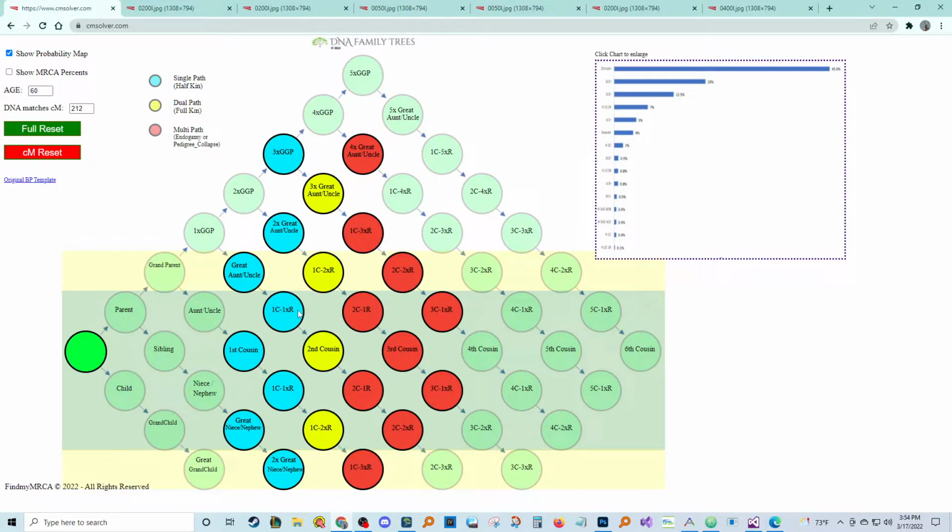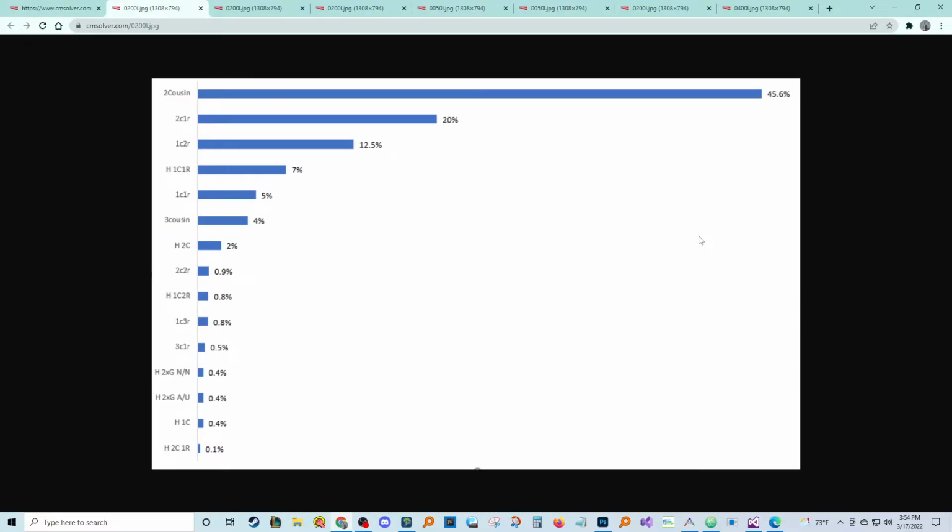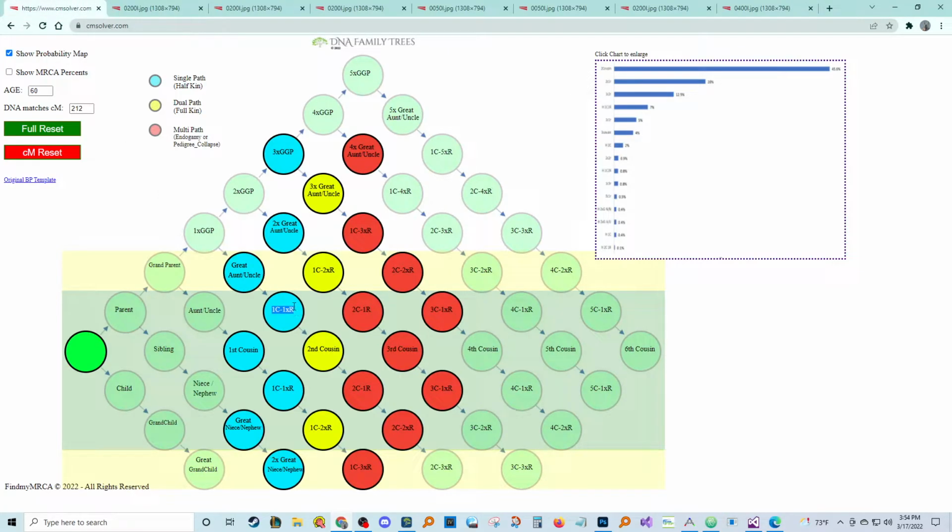Now it's blue because the most likely is that it's going to be a single path. But there are documented cases of wildly randomly distributed DNA where this first cousin once removed shows up as a dual path and not just a single path. But it falls in the chart. You've got 7%, you've got 5%. That's 12% of a first cousin once removed, either a full or half kinship, aka a single or dual path.